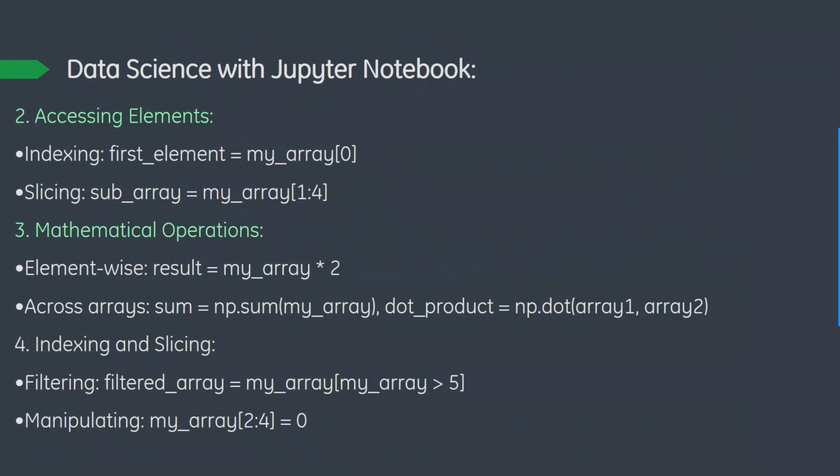Next, we have accessing elements. So we have indexing and slicing, which are also built-in, and we can perform n number of mathematical operations, which include element-wise results across arrays, sum, and so on. And then we have indexing, filtering and manipulating. So here we can filter an array or manipulate an array using the same.